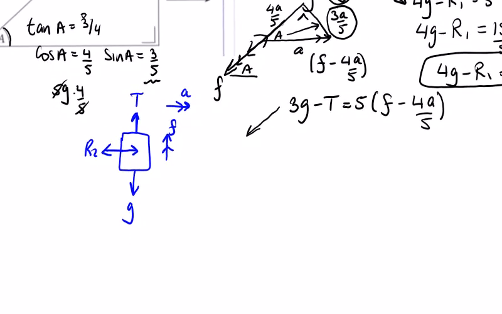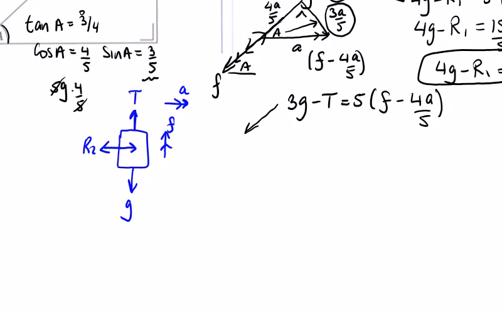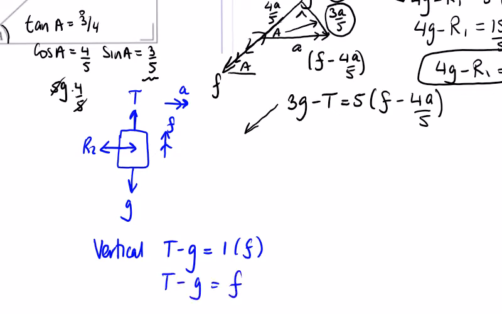So we look at the vertical here. We're going to see that all we have going in the vertical is T minus G is equal to M, which is 1, times acceleration, which is F. So T minus G is equal to F.